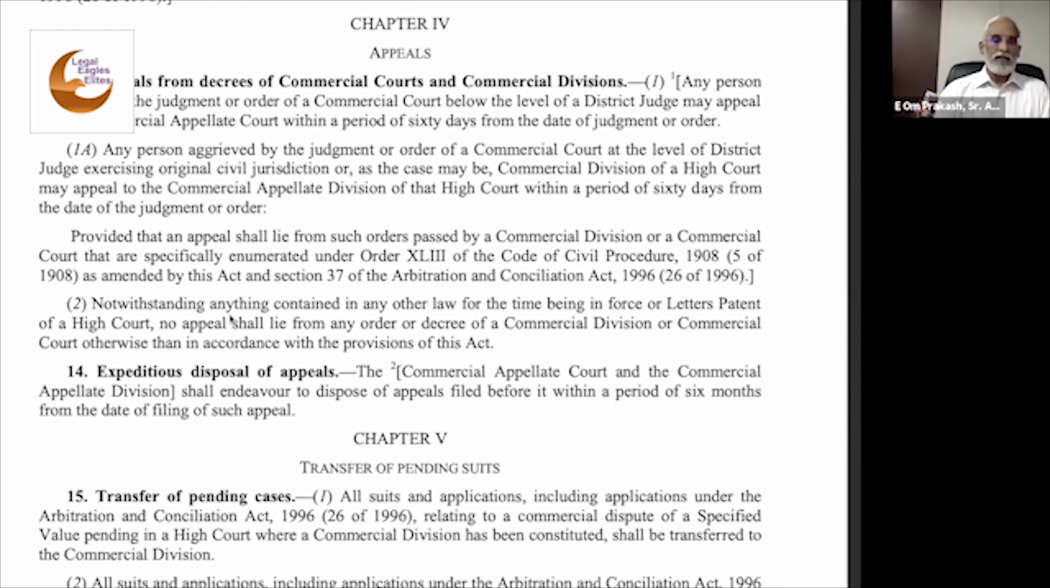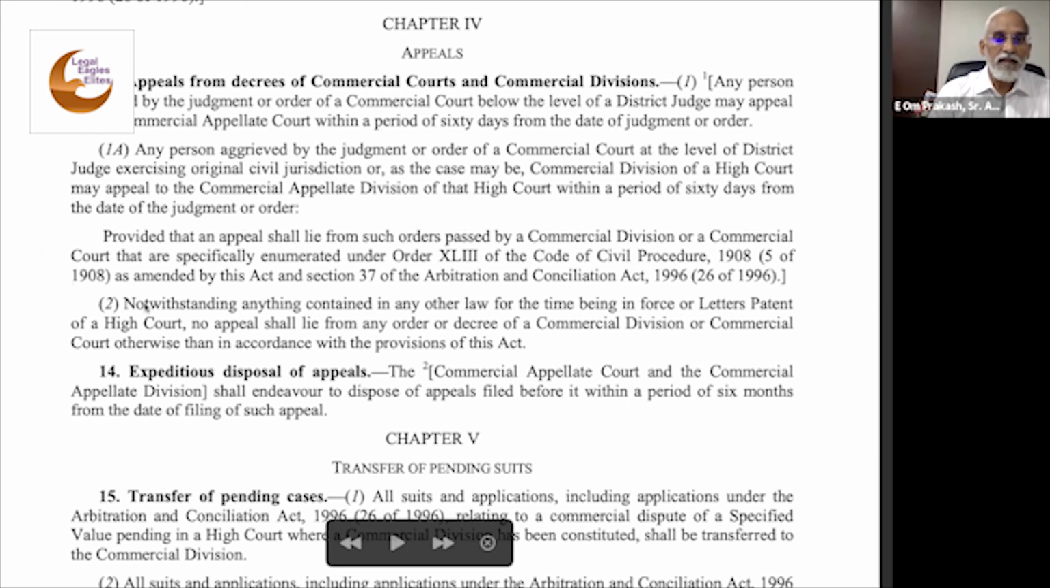again, a non-obstante clause. Subsection 2 of section 13 says, notwithstanding anything contained in any other law for the time being in force or letters patent of a High Court, no appeal shall lie from any order or decree of a commercial division or a commercial court otherwise than in accordance with the provisions of this Act. So, likewise of other provisions, one enabling provision as to the vesting of jurisdiction in filing of appeals, likewise a barring provision which also says that other than what is provided under this Act, you cannot have any other appeal.